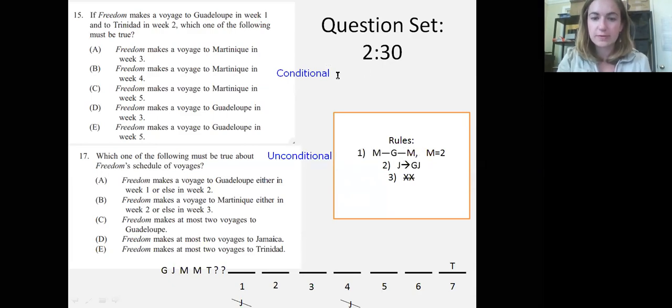So I'll go through the first one first. For a conditional question, remember you want to be setting up a quick sketch of a new diagram and including the new information you've been given. So we've got G in week 1 and we've got T in week 2. And then we want to follow our chain of inferences.